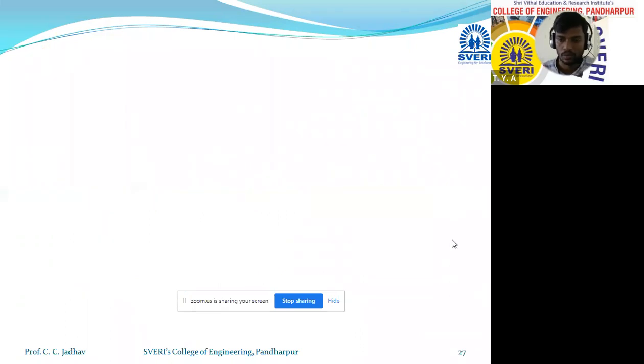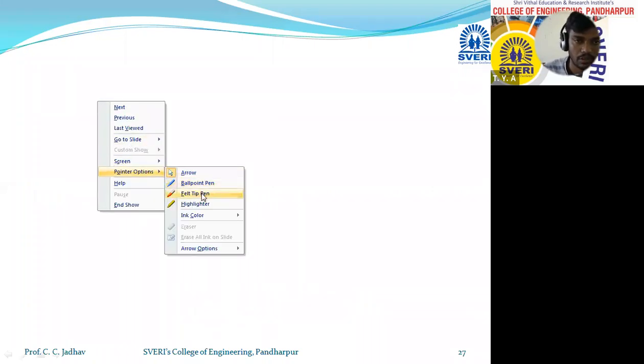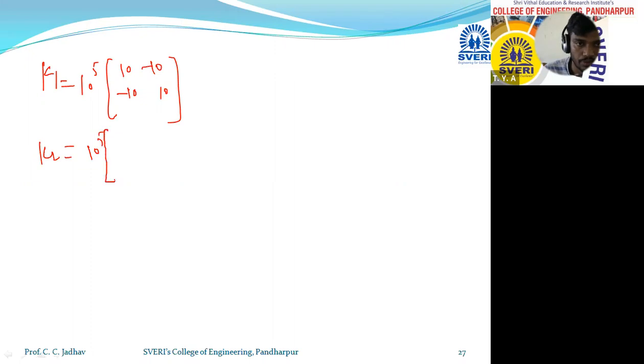Okay, so first, the K1 matrix value is... Anyone, please tell me the K1 matrix value for the given problem. K1 is equal to 10 raised to 5 into matrix [10 -10; -10 10]. Okay, then K2 is 10 raised to 5 into [4 -4; -4 4].